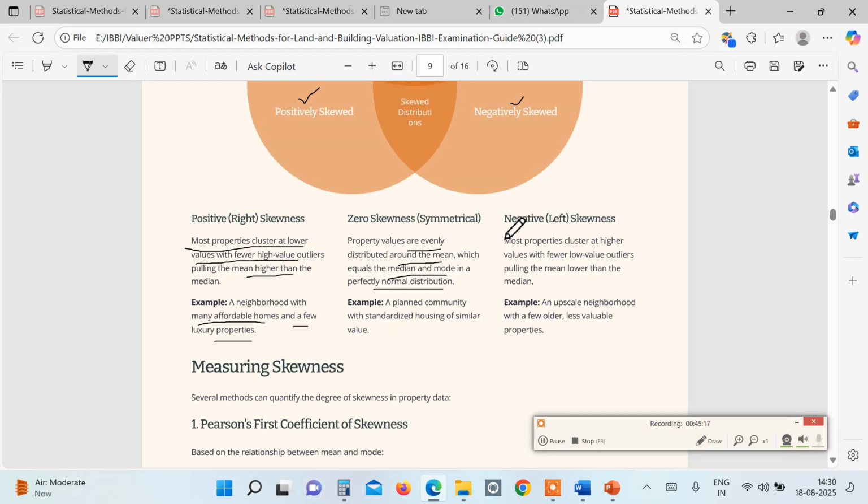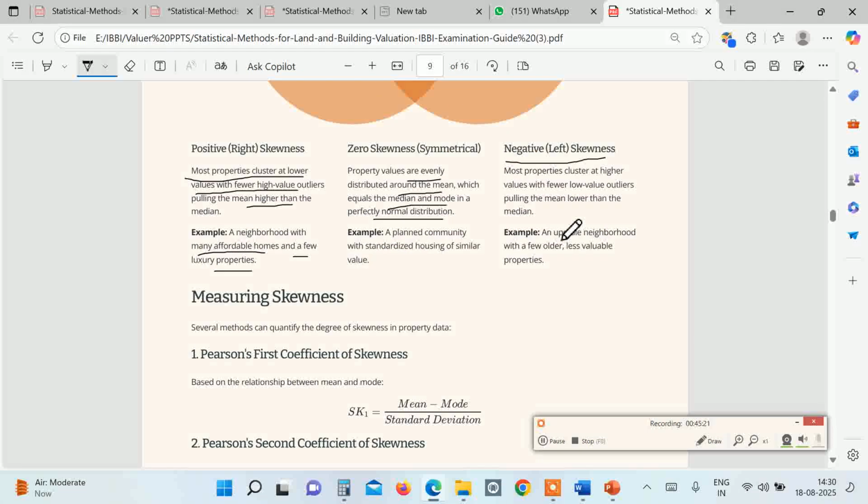The third type is negative or left skewness. Most properties in this case cluster at higher values with a few lower-value outliers pulling the mean lower than the median. For example, an upscale neighborhood with a few older, less valuable properties. So these are three types of skewness: positive, zero, and negative.